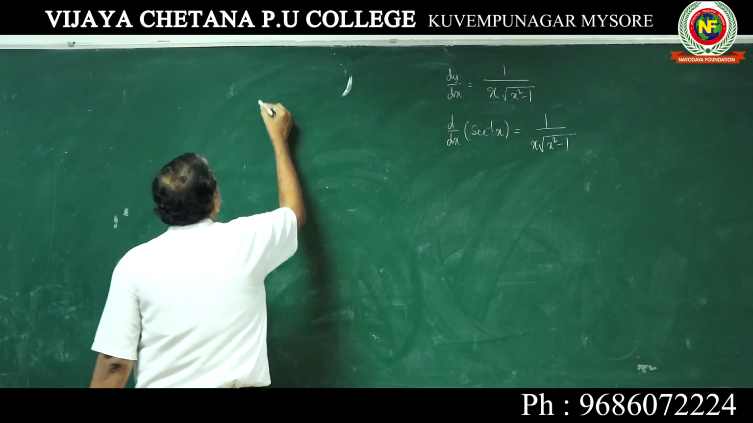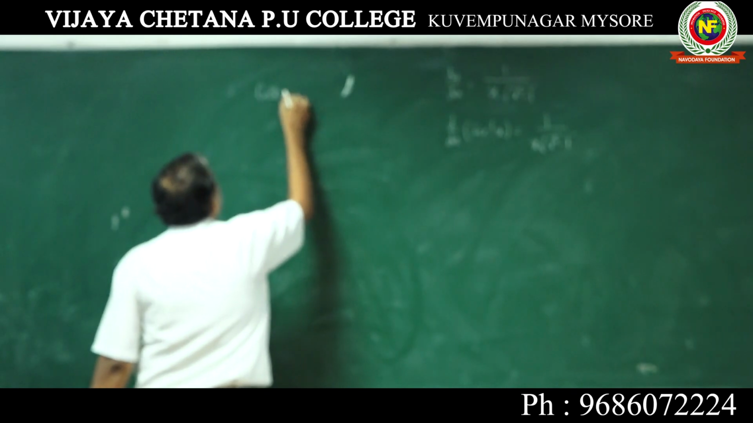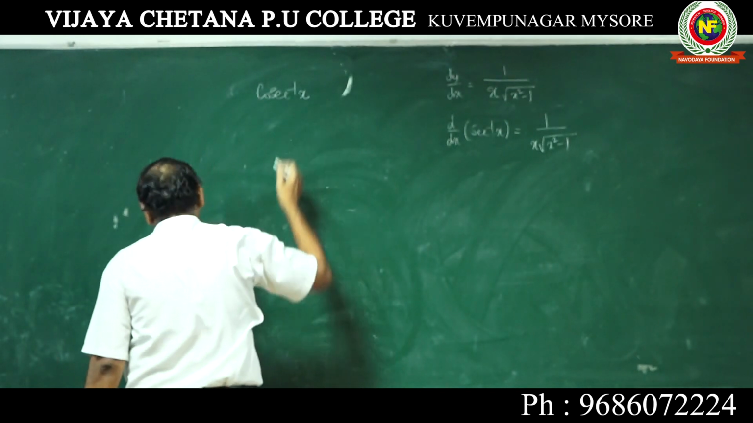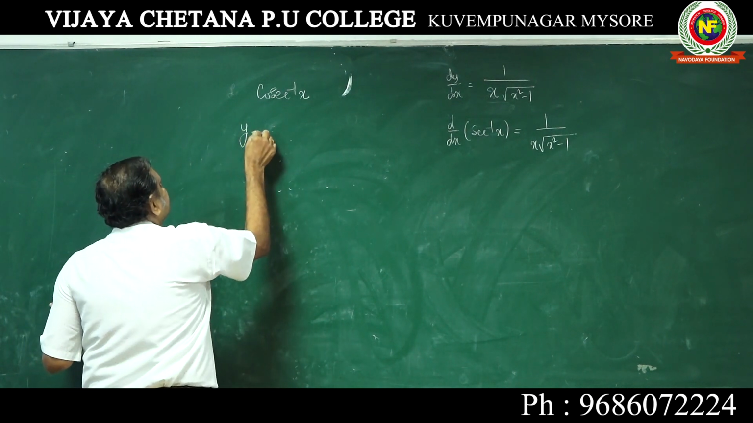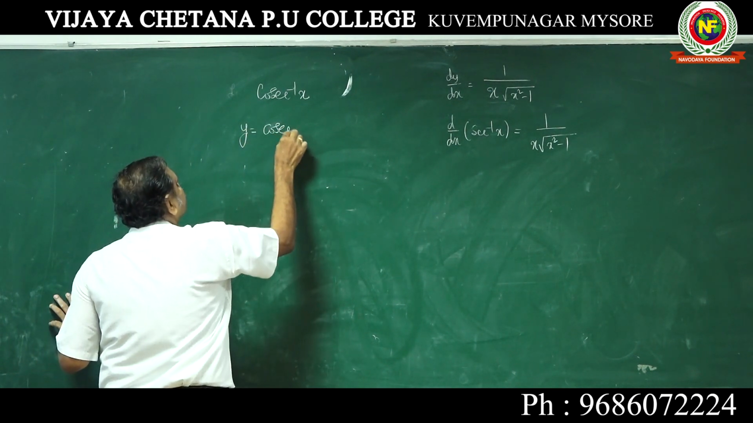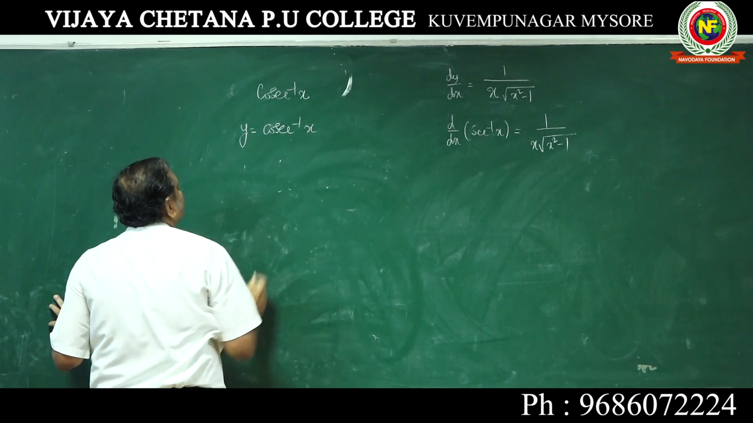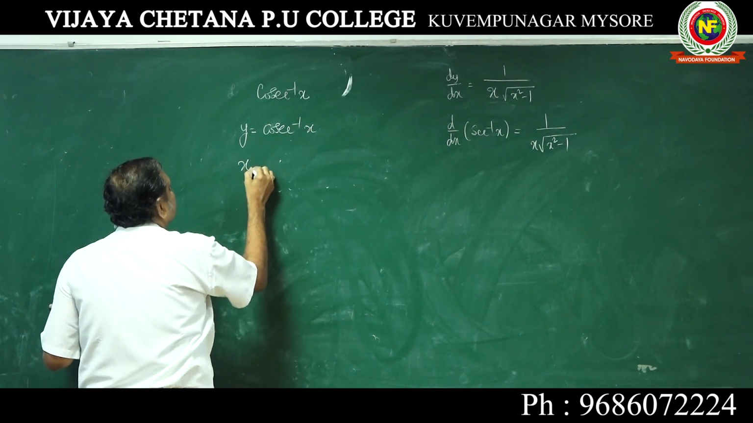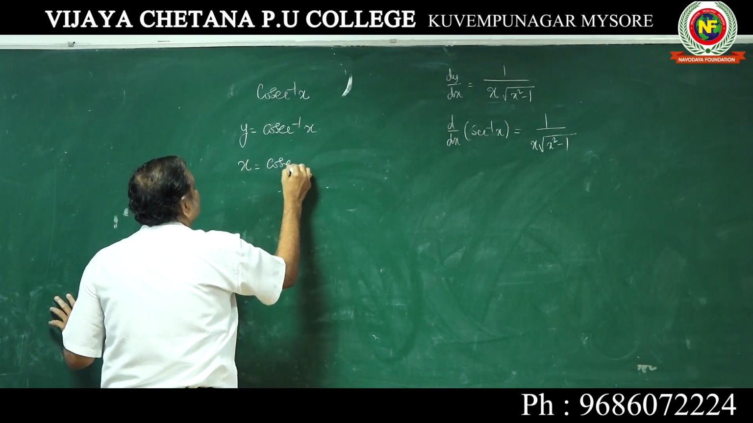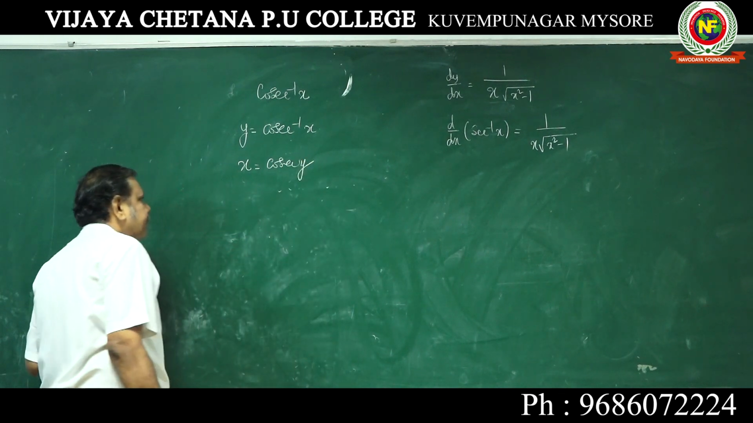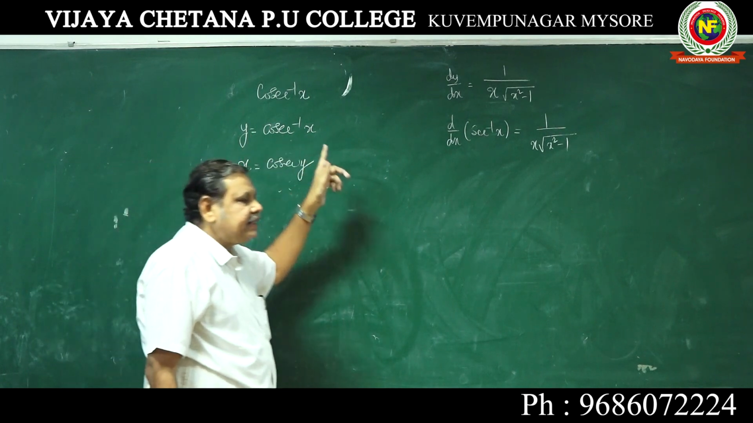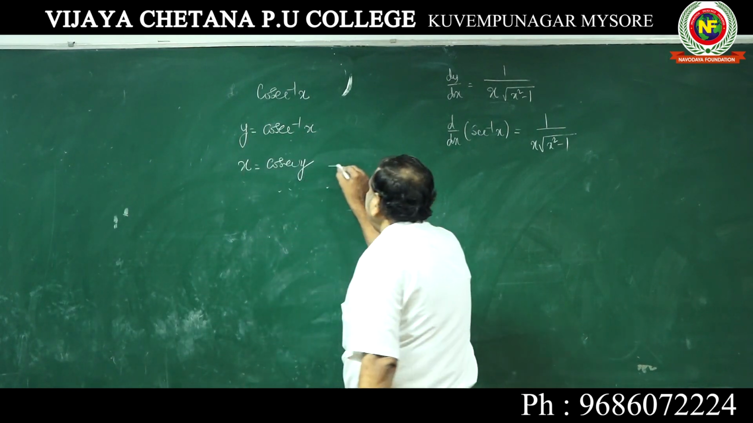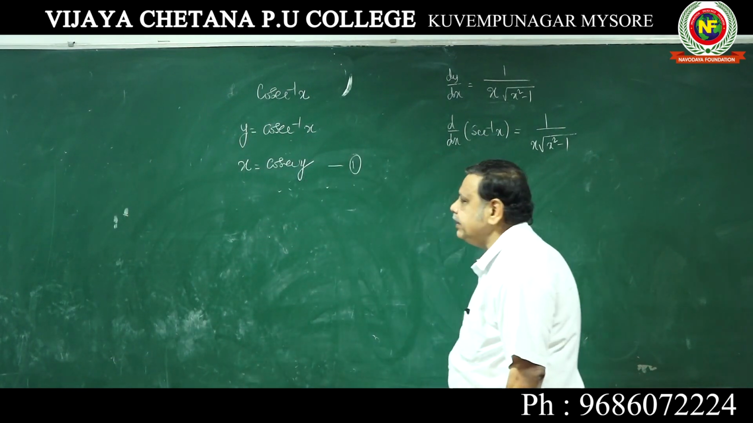Now we shall take cosecant inverse x. So we should derive cosecant inverse x. Y is equal to cosecant inverse x. What is x? X is equal to cosecant y. Y is equal to cosecant inverse x, and x is equal to cosecant y. Call it as equation number 1.